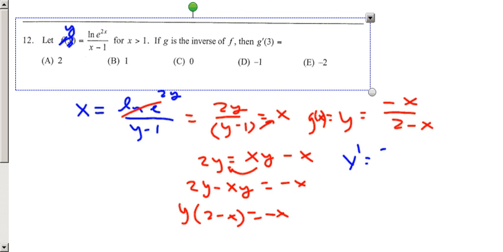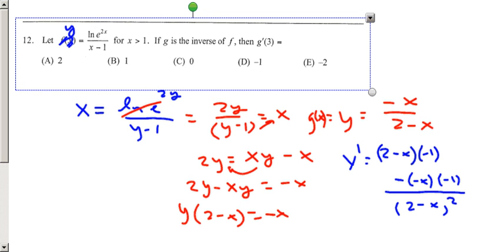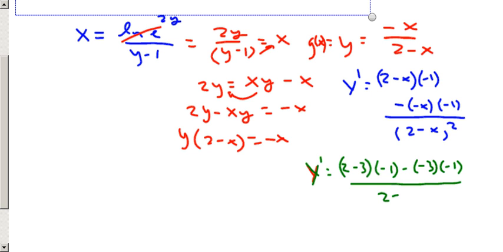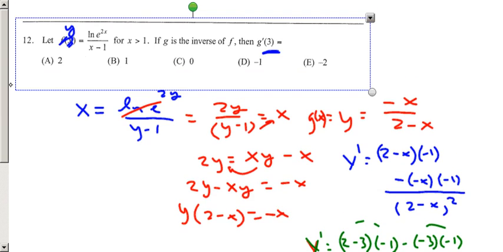So y prime, it's low d high minus high d low, lots of negative signs, all over low squared. Well, when we put 3 in, we're going to get y prime is 2 minus 3 times minus 1 minus 3 times minus 1 all over 2 minus 3 squared, which equals negative 1 times negative 1. So 1 minus negative 3 times negative 1 is 3, all over 1, which is negative 2. So our answer, negative 2.